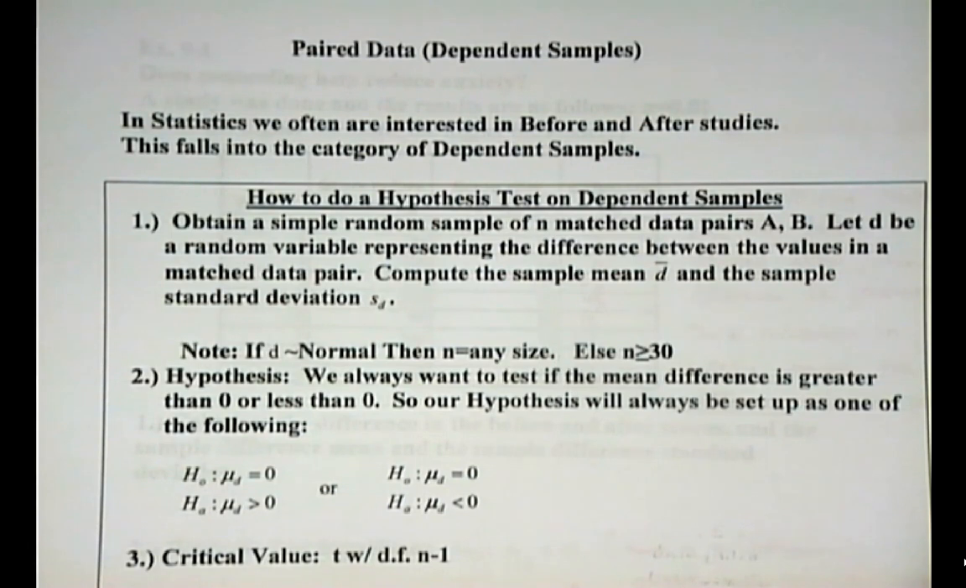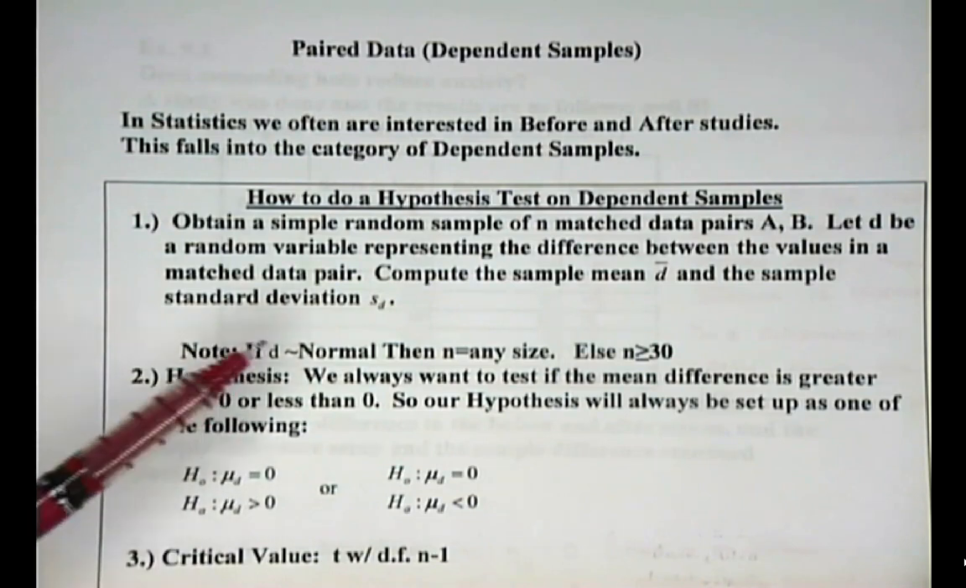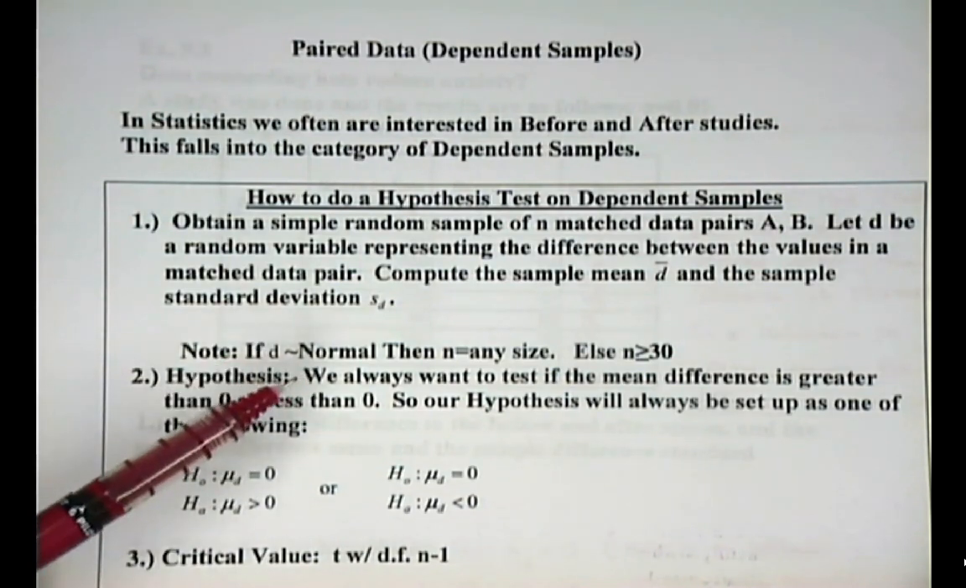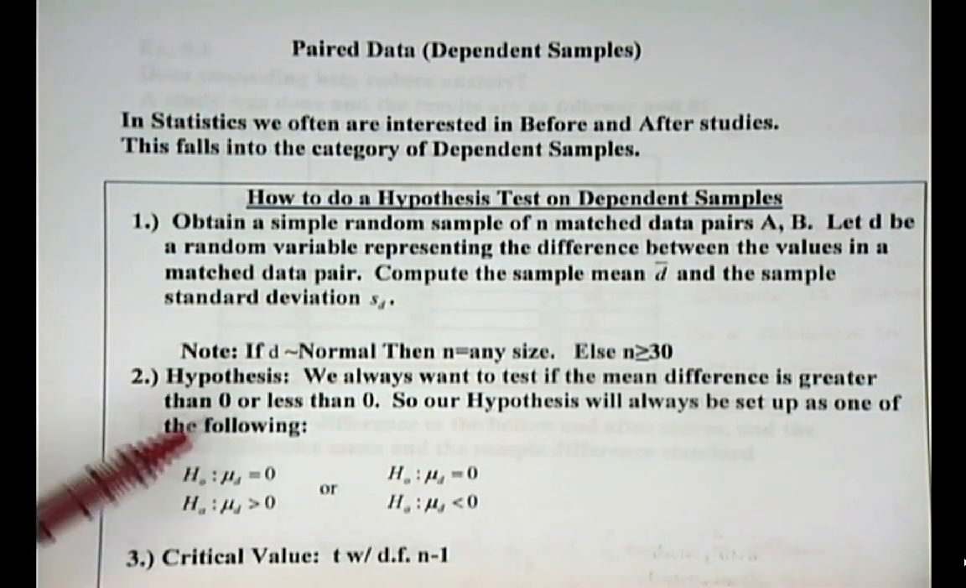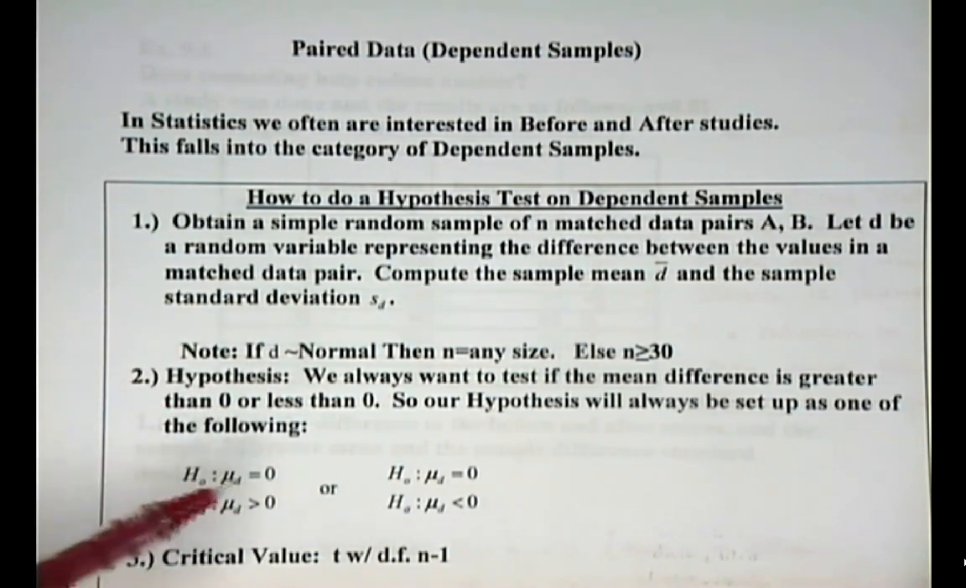With the before and after study, or the dependent sample, we have to look at the mean of the differences, because we'll have the befores and the afters, and we have to combine them. We're always going to test whether the mean difference is greater than 0 or less than 0. So our hypothesis will always be about the mean differences, and we usually won't have a two-tailed test. Usually we want to know if there was an increase or a reduction of some sort.